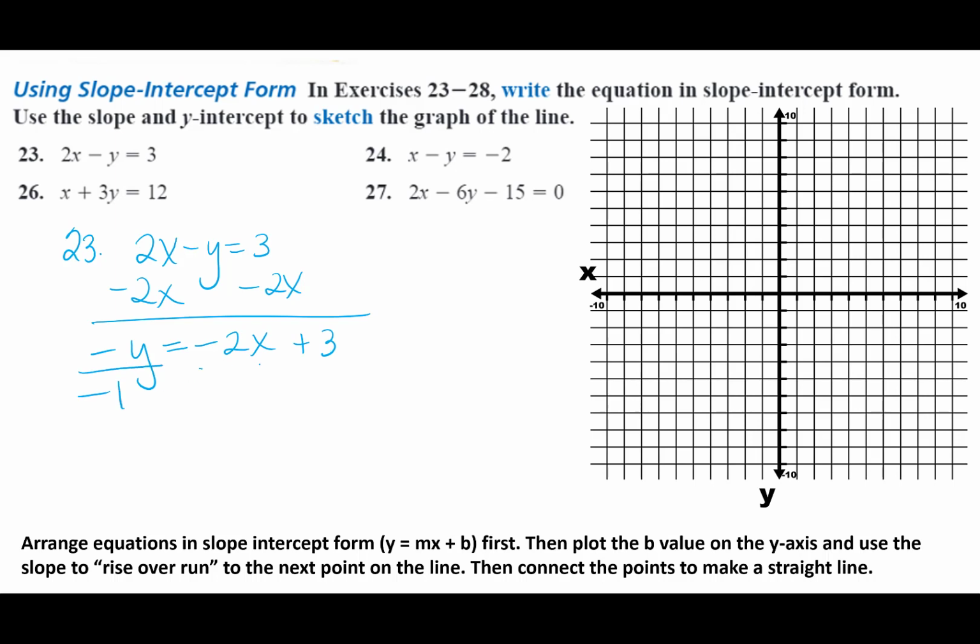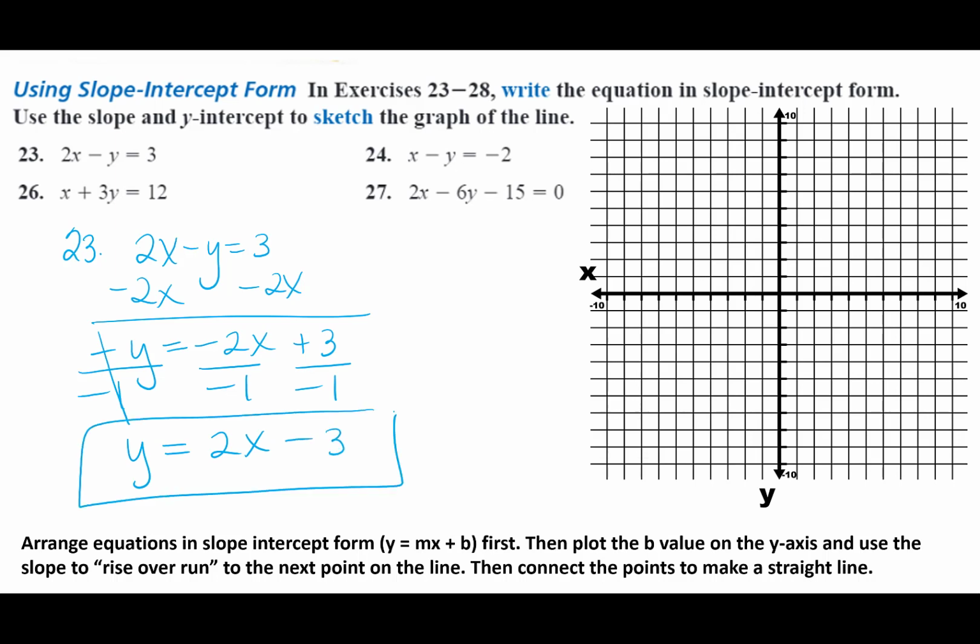Next, we have to divide everything by negative 1. Now this leaves us with y equals 2x minus 3. So that's part 1 of your answer. The slope-intercept form is y equals 2x minus 3. That means the slope is 2, or we can go ahead and say 2 over 1. We can put it in the rise over run format. And the intercept is negative 3, but that's always 0, negative 3.